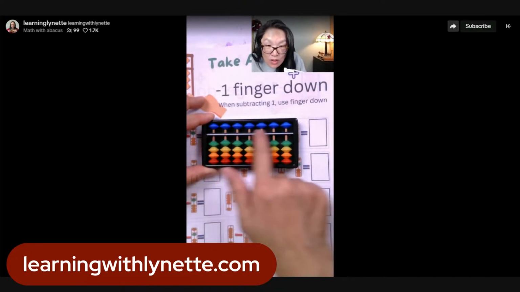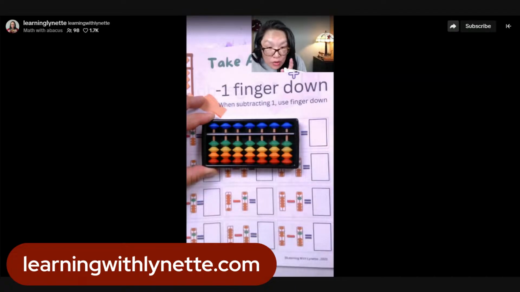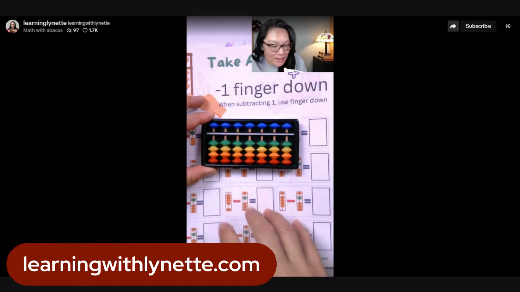Do your workbooks use dry erase markers? This specific one does not. I do have this one that I am selling that is a dry erase.